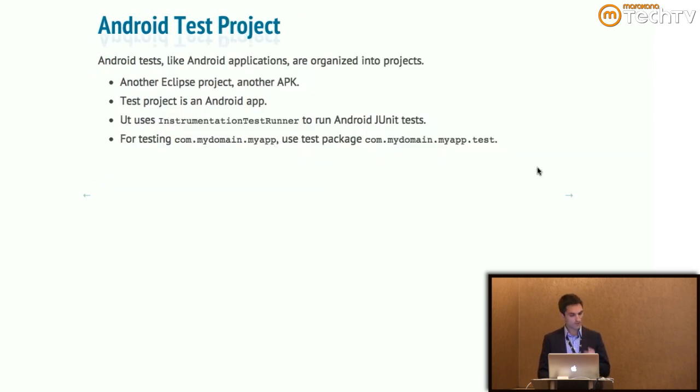So basically, what you do is you create a test project. So you have your code, you have your app, Hello World, or whatever your app is, my Yamba app. And I will then create a second app that is testing that app. That second app is also going to be an APK, so it's going to be an Android app. It's going to use instrumentation test runner, as we mentioned earlier. And usually, if your app is in my domain, my app, the test code would be in my domain, my app.test. So that's kind of the usual naming convention.